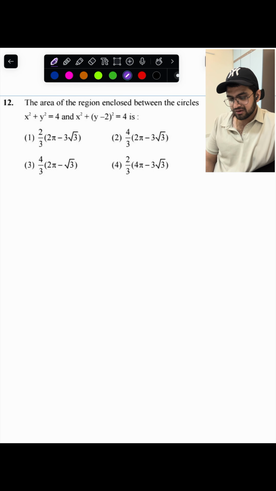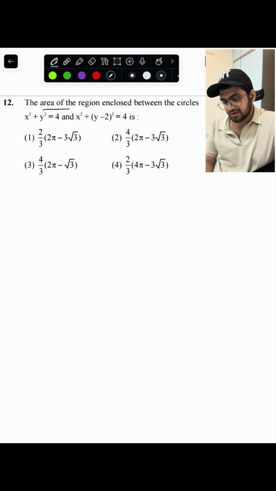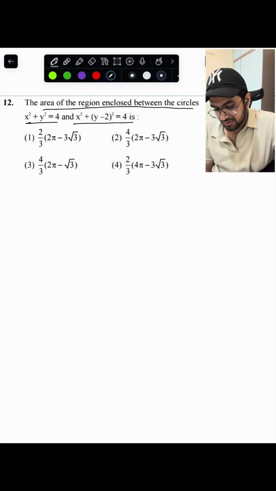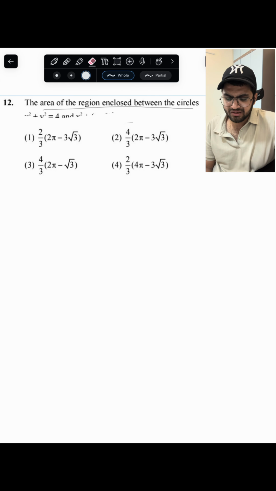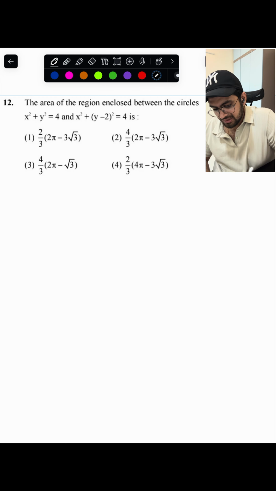It is given, an area question is given. So what are they asking for? The area of the region enclosed between the circles x square plus y square equals to 4 and x square plus y minus 2 whole square equals to 4. Whenever an area question is asked, first plot the sketch, then identify the region, then apply any technique to find the area. Let's solve the question.